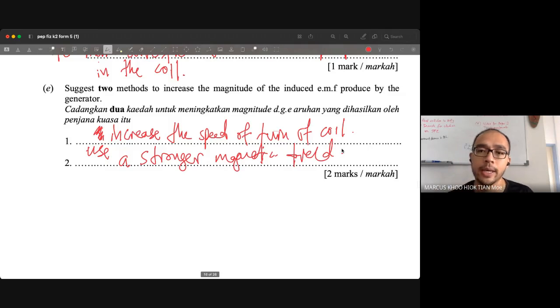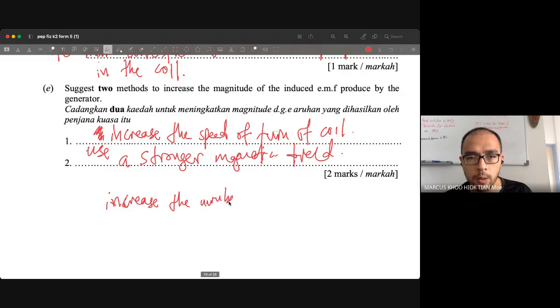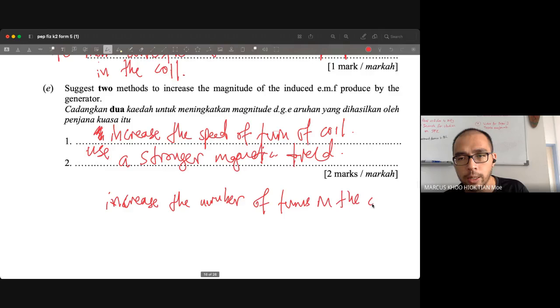That is also acceptable. So then of course there is the standard one. So increase the number of turns in the coil. Most of you gave me this. That I can accept.